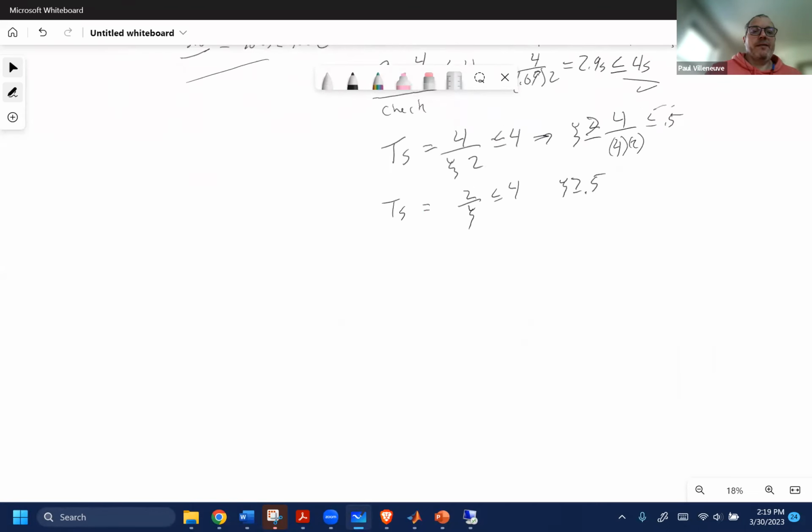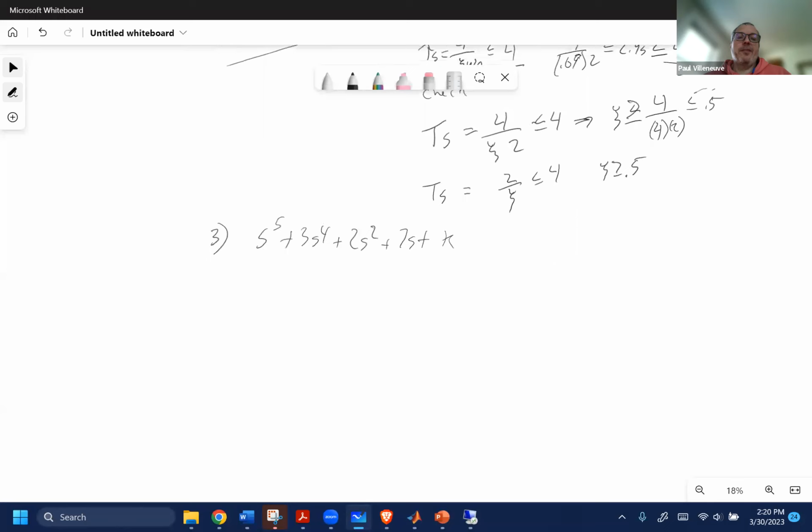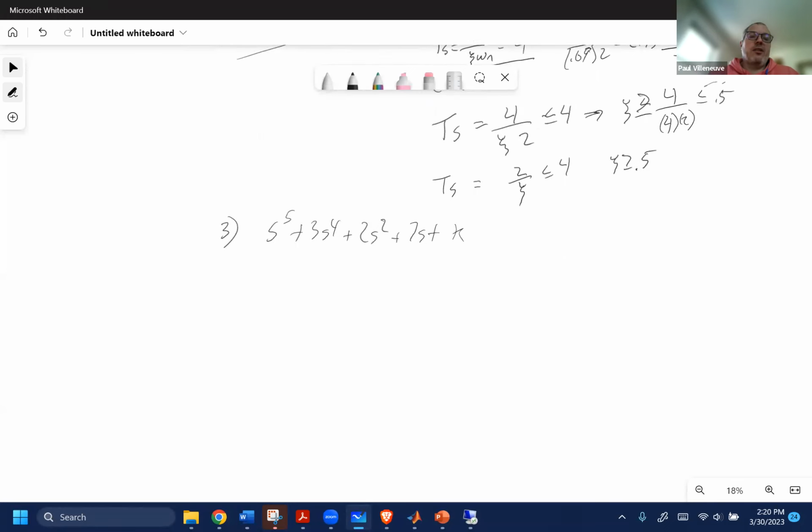Item number 3. Given my characteristic equation, s to the 5th plus 3s to the 4th plus 2s squared plus 7s plus k, find the value of k that results in a stable system. So this one you can't use your calculator because you're looking for a value of k that will result in a stable system. So I'm going to go ahead and start doing my terms.